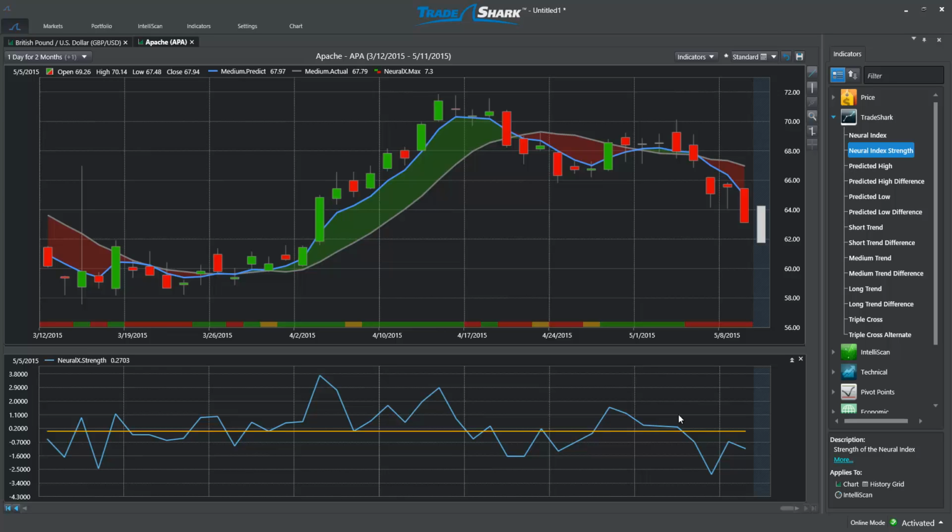It's important to remember that TradeShark's Neural Index indicator only looks ahead 2 days, so the signals should be used in ways that make sense with your overall trading approach. However, traders who utilize TradeShark's predictions have a huge technological edge in the market. By understanding how to interpret the forecasts and learning how to identify the strongest signals, traders can take advantage of the best opportunities in the market.